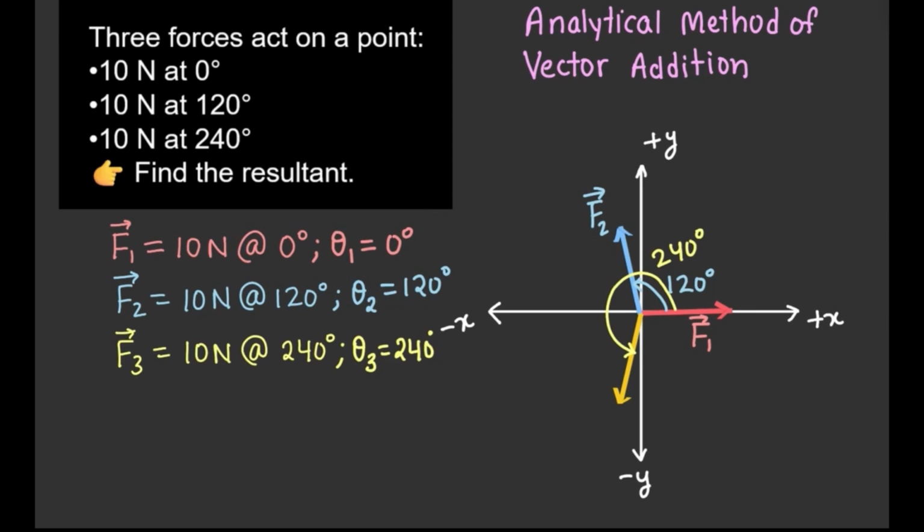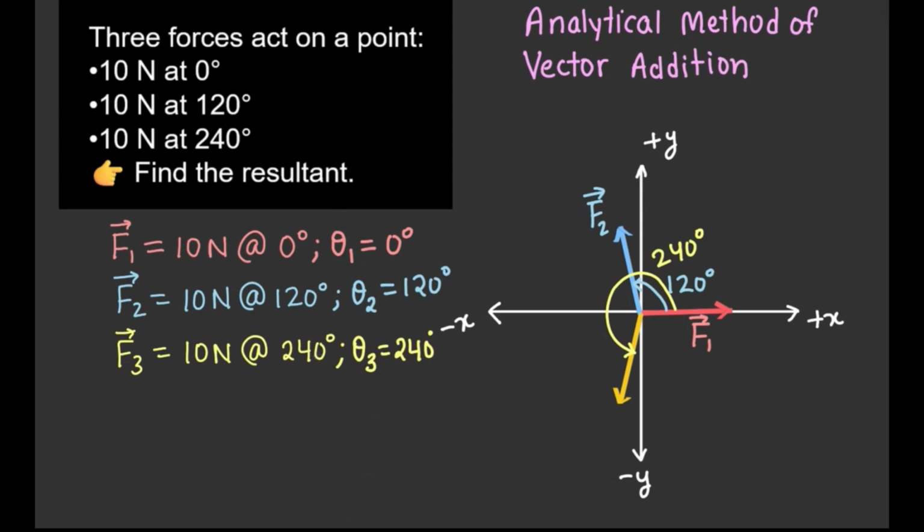The last method is the analytical method of vector addition. And this is the method that we're going to use to solve this problem. So what do we do in the analytical method of vector addition? What we're going to do is we're going to find the x and the y components of these three forces. And we're going to add the x components together to find the x component of the resultant force.